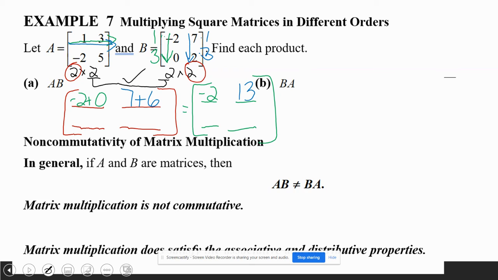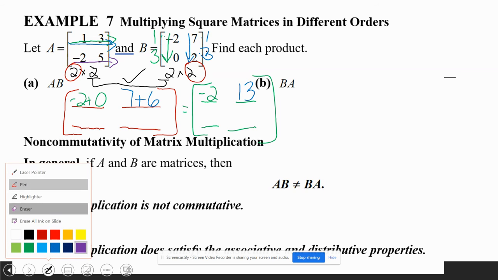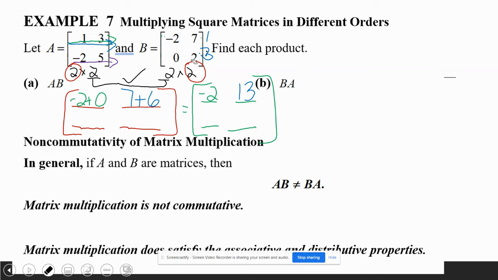Now that we're done with the top row of our answer, we're going to the bottom row. That means we're also going to the bottom row of A. So the bottom row of A, we have negative 2 and 5. It's row by column. Negative 2 times negative 2 is positive 4. 5 times 0 is 0. 4 plus 0 is 4.